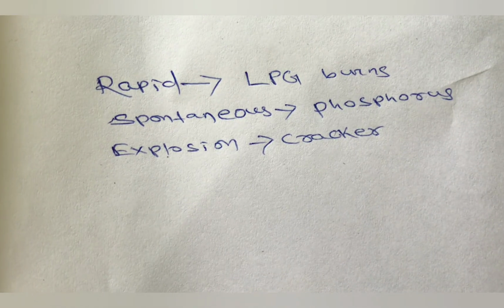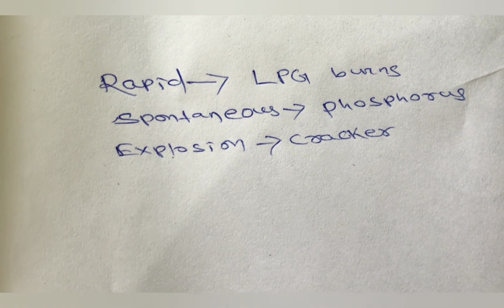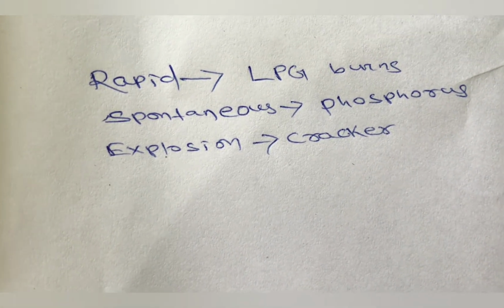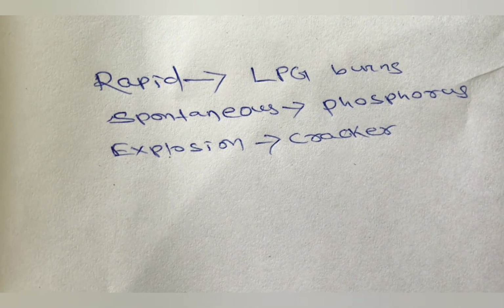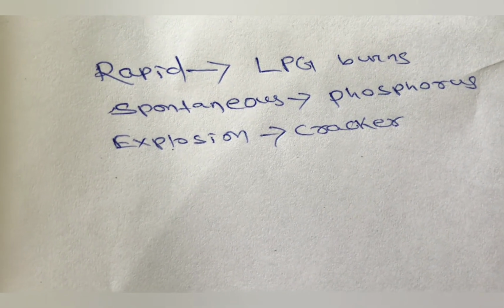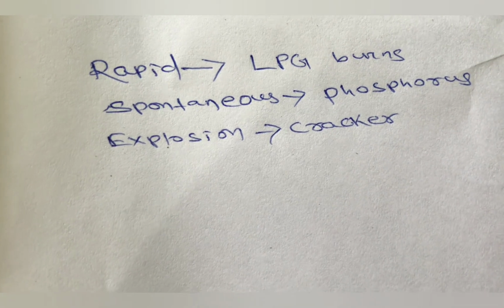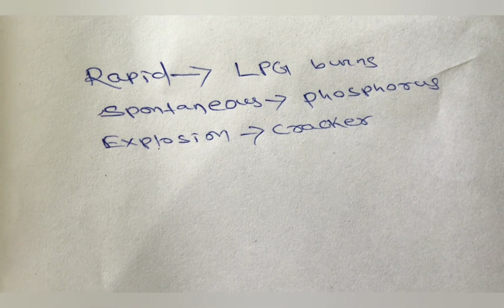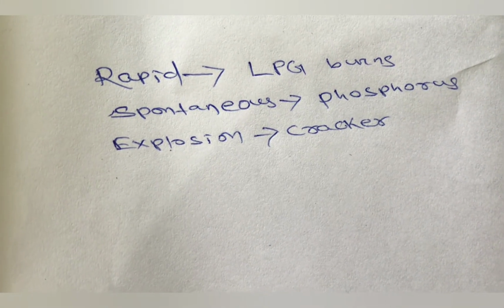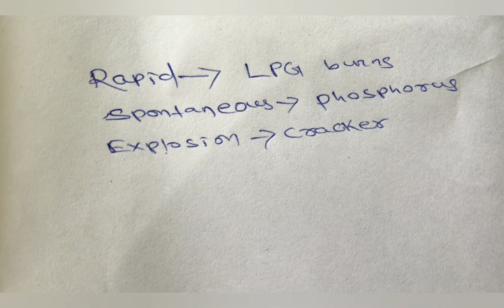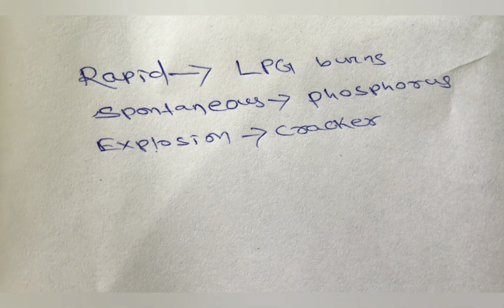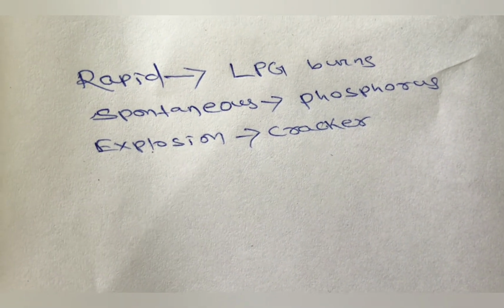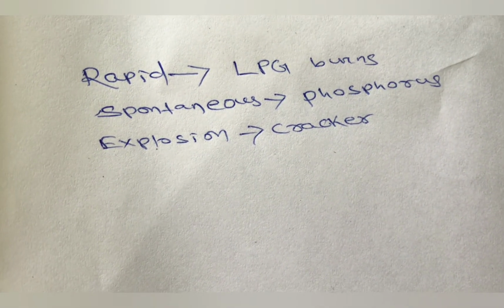Combustion can be further divided into rapid, spontaneous and explosion. Rapid means LPG or wood burning. It gives an enormous amount of heat and light. Spontaneous means, as you can see in matches, phosphorus catches fire spontaneously without any effort, meaning no heat is given to that phosphorus, but it may catch fire easily at room temperature.